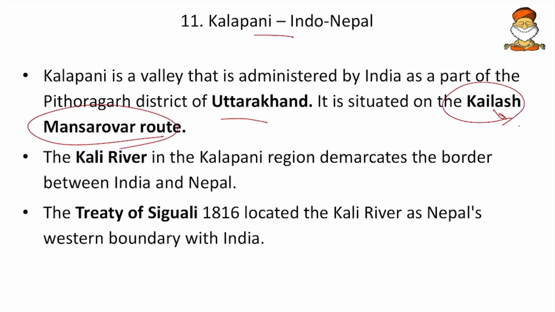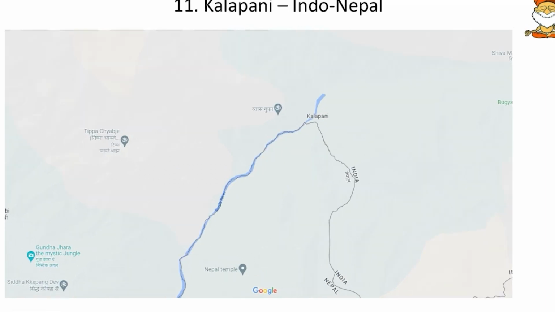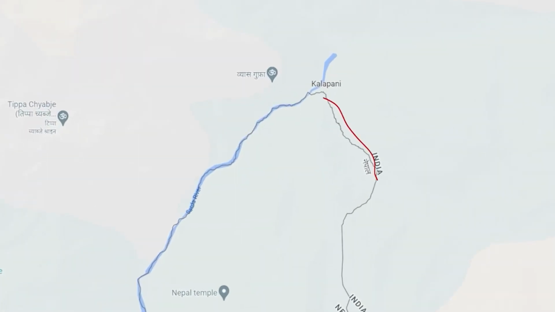So we remember this Kailash Manas Sarovar route. Then the Kali river in the Kalapani region demarcates the border between India and Nepal, and the Treaty of Sagoli 1816 located the Kali river as Nepal's western boundary with India. Here we can see the Indo-Nepal border, and here we can see the Sarda Nadi or Kali Nadi flowing.